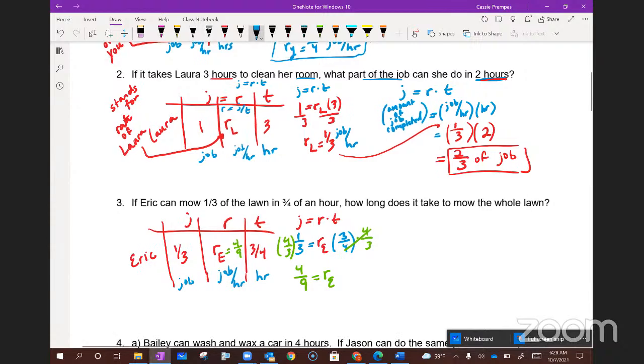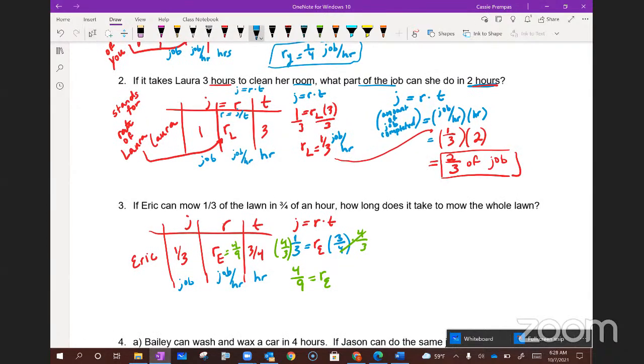Now I'm going to use this information to help me solve the question. It says Eric can mow 1/3 of the lawn in 3/4 of an hour. I use that to find my rate. How long does it take him to mow the whole lawn? So again, I know that the amount of the job is going to equal the rate times the time. So now I'm looking at one whole job. So the amount of the job that I want to complete is one whole job is going to be found by taking Eric's rate, because he's the one working on it, multiplied by the time worked. So again, if you want to look at the units, his rate is in job per hour, and we're looking at how many hours does he need to work.